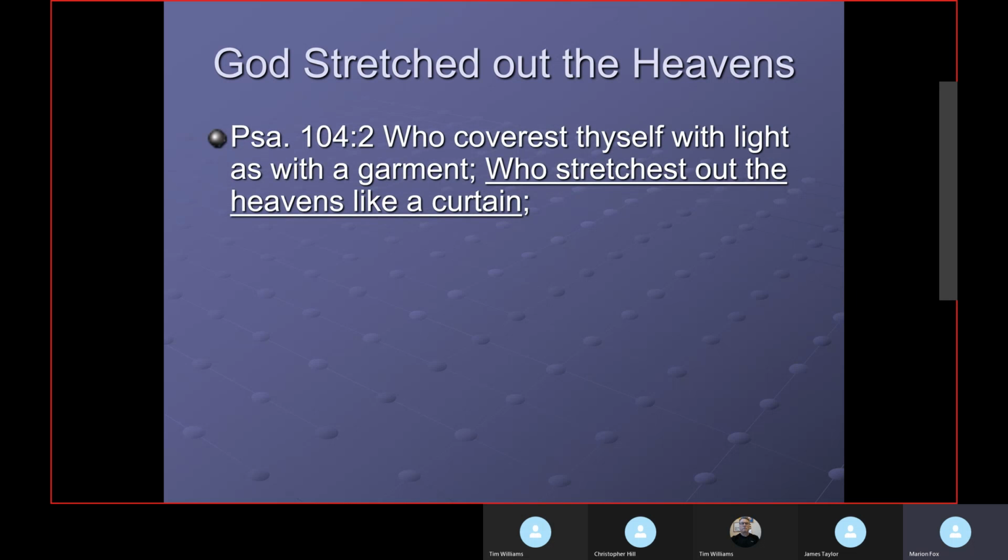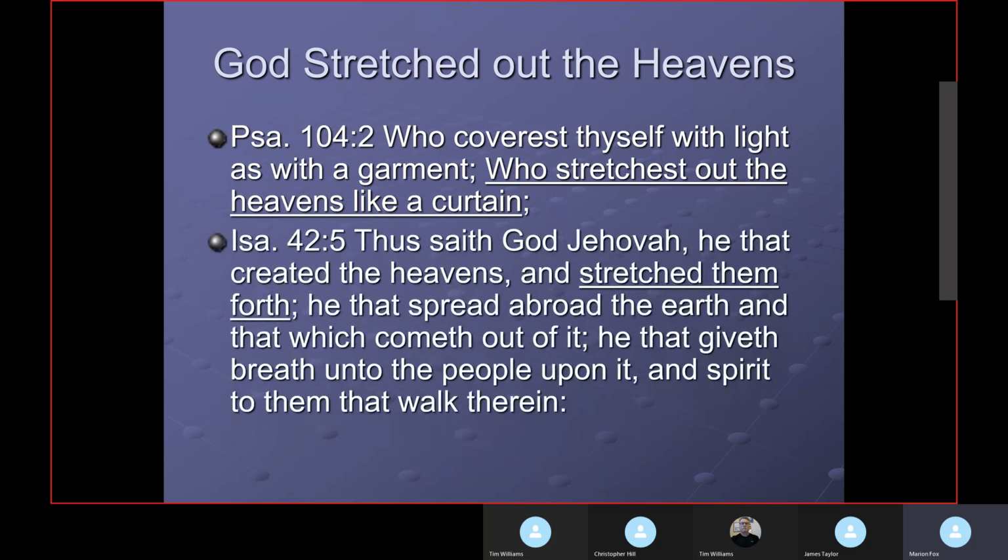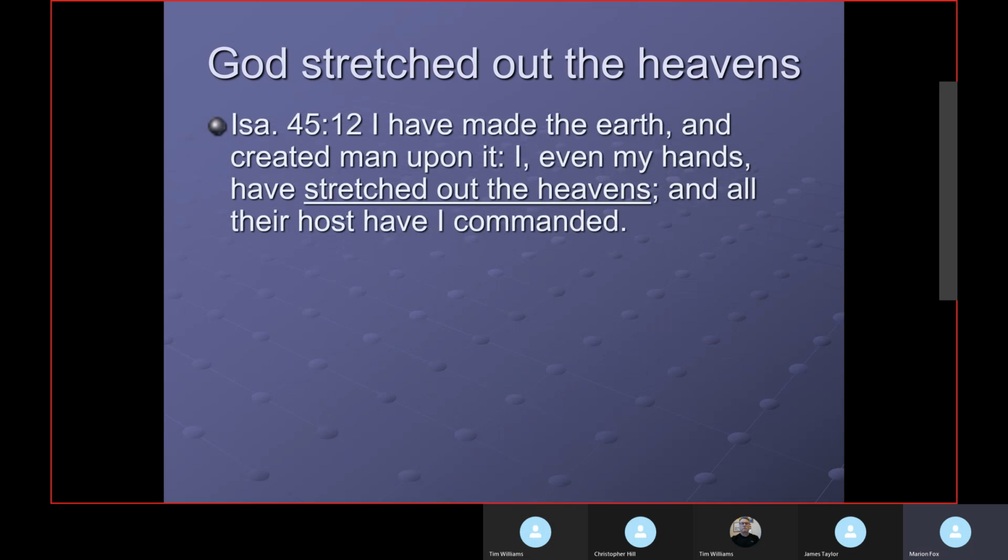In Psalm 104:2, who covers thyself with light as with a garment, who stretcheth out the heavens like a curtain. So we see the heavens being stretched. In Isaiah 42:5, thus saith God Jehovah, he that created the heavens and stretcheth them forth, he that spread abroad the earth and that which cometh out of it, he that giveth breath unto the people upon it, and spirit to them that walk therein. But notice he stretches forth the heavens. The heavens are stretched. Now we'll look further.